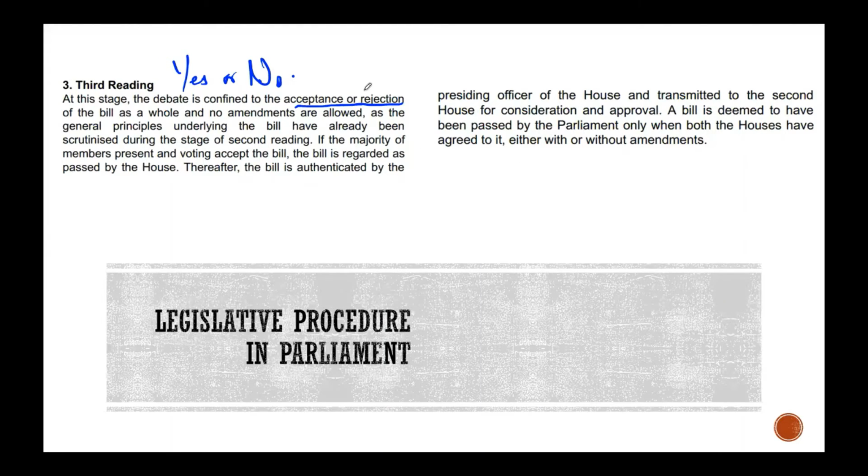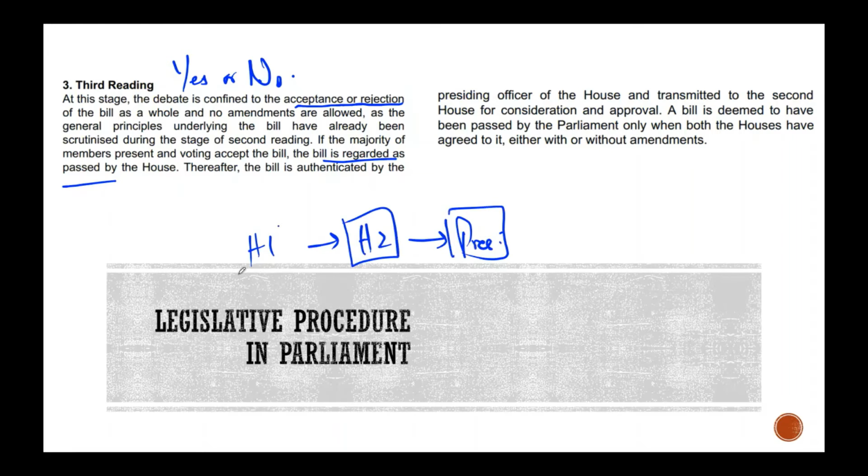As the general principles underlying the bill have already been scrutinized in the second reading, if the majority of the members, depending upon what kind of majority is required for that particular bill, pass it, then it is considered as passed by the House. Thereafter, the bill is authenticated by the presiding officer and transmitted to the second house, and the bill is deemed to have been passed by Parliament only when it goes from House 1 to House 2, and then to the President.